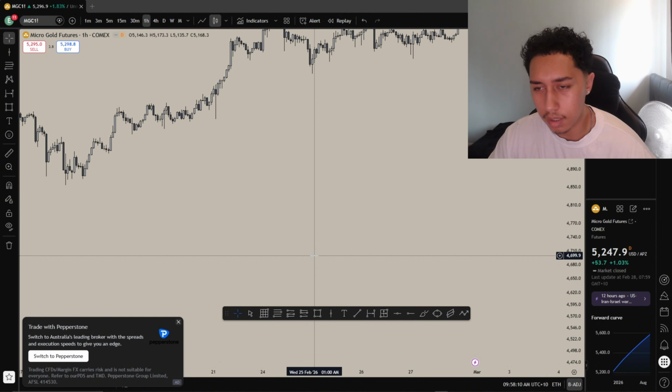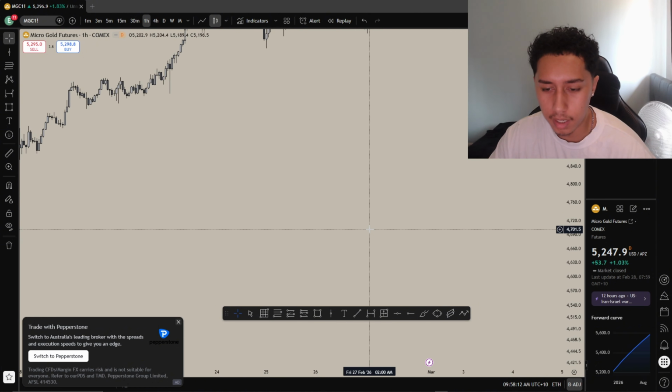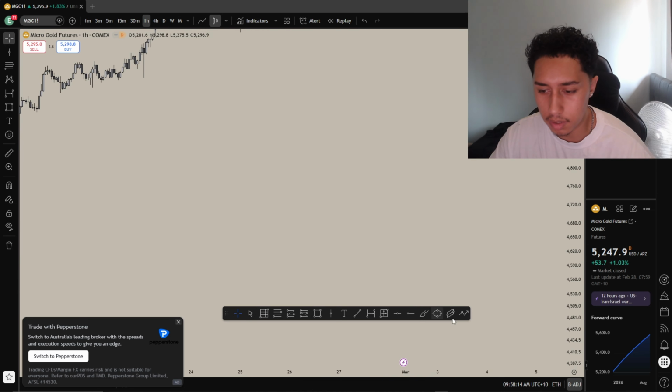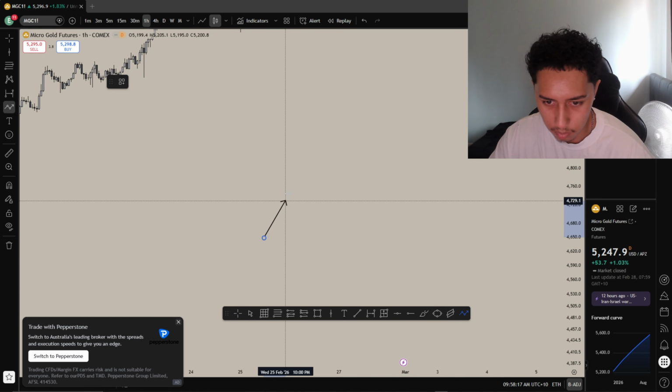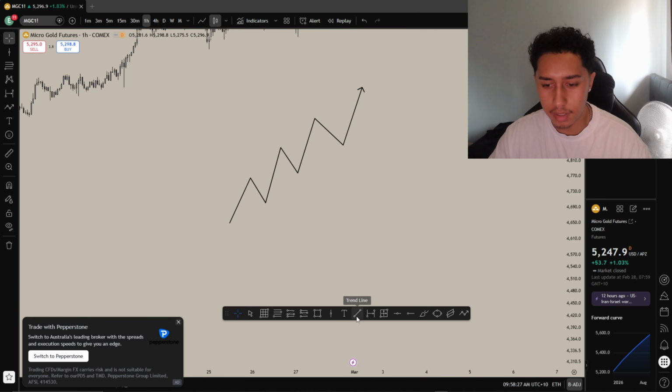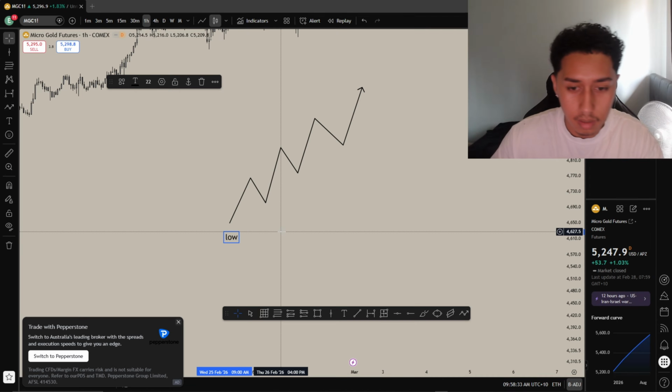All right, moving on to liquidity. What is liquidity? Okay, liquidity is literally just, let me just show this out real quick. Liquidity is literally just highs and lows. Literally. All right, what's a high? This is a low. This is so simple.